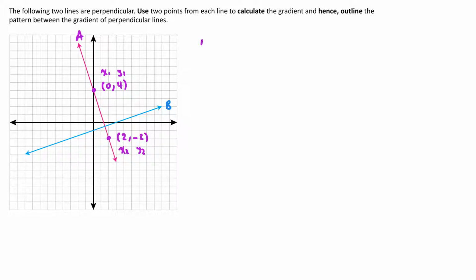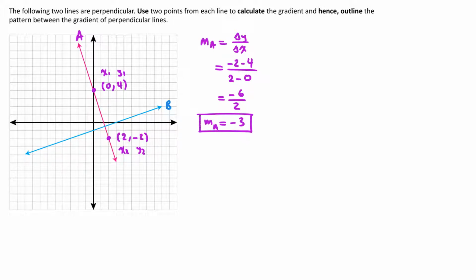So to find the slope of line A, the equation is delta y over delta x. So I have -2, which is my y2, minus 4, which is my y1, over x2, which is 2, minus 0, which is x1. And I will end up getting -6 over 2, which is simplified to -3. And I will box my answer.